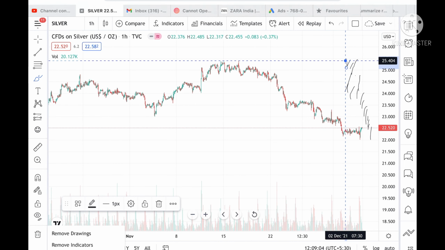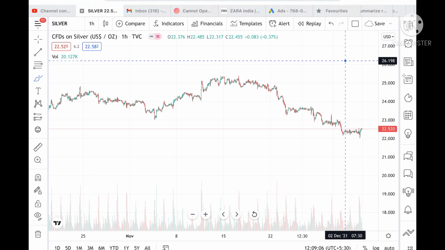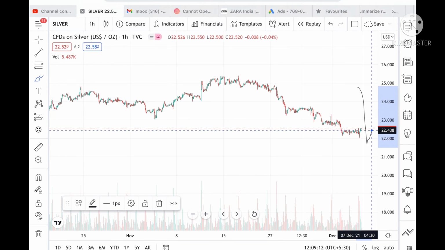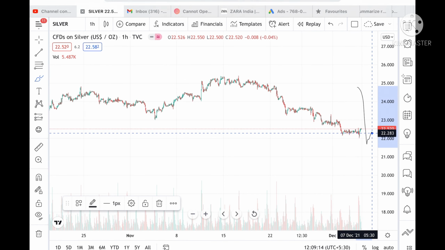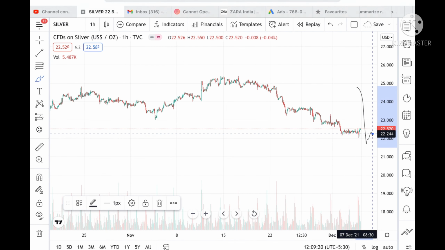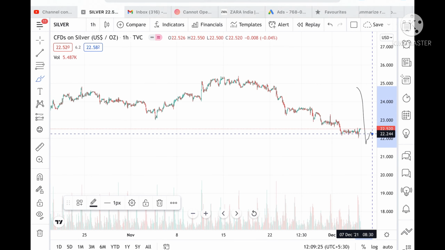But suppose the price doesn't sustain this level, then chances are high we can see a level of 22.380, and if it doesn't sustain that, we can see 22.283. If the price goes below this level, we can see 22.031. Suppose the price goes below 22.283, then there is a probability it can go further low to a level of 22.